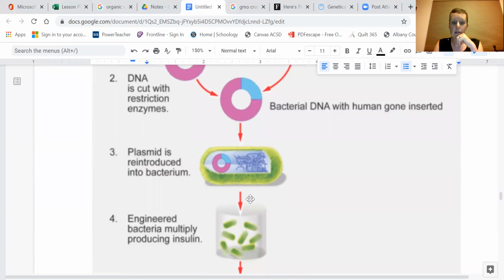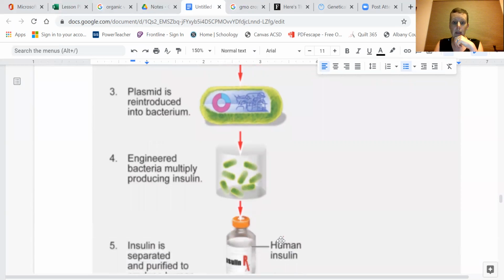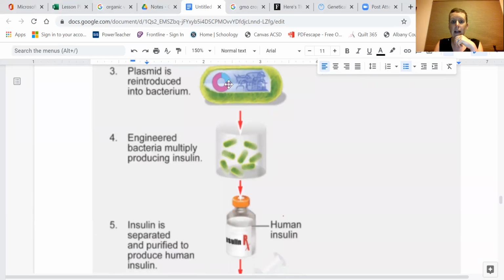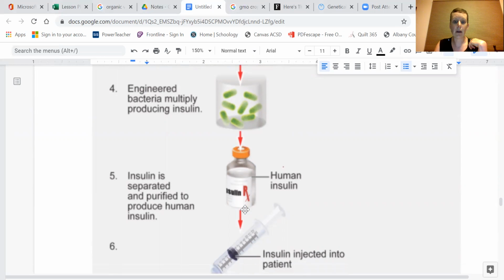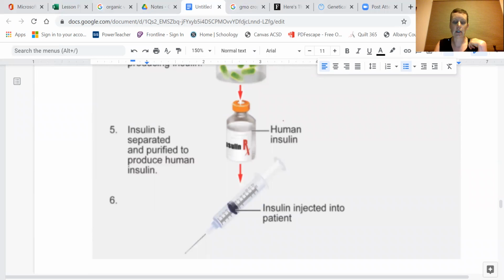Then the bacteria multiply, just like they always do. They spread, okay? And they become little factories for insulin. So they have this human gene in there that says, make insulin, make insulin. So they do, they make insulin. It doesn't hurt them to make insulin. That's coded into their DNA now because we added it there. And that process happens lots and lots of times with lots and lots of bacteria. And then we pull the insulin out of that system, put it into a bottle, and then it's ready to be injected into the patient.